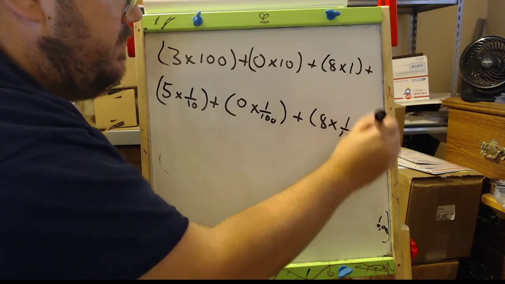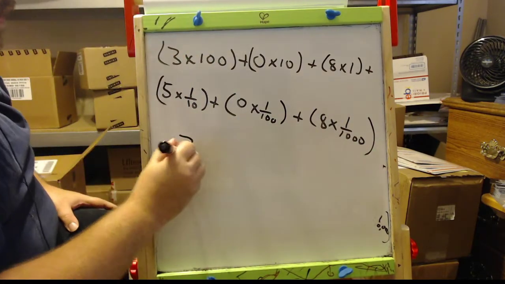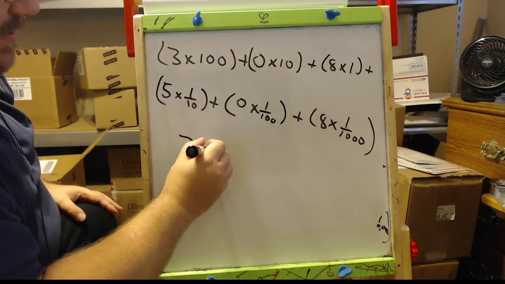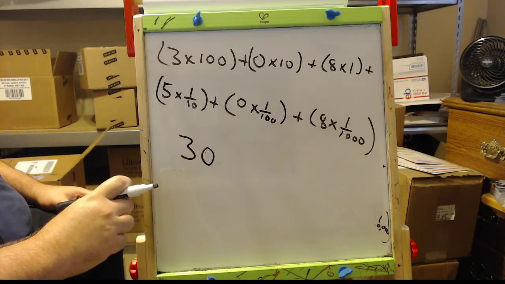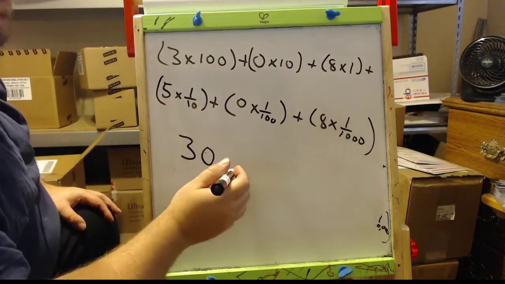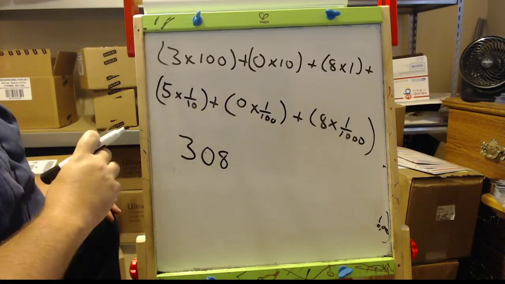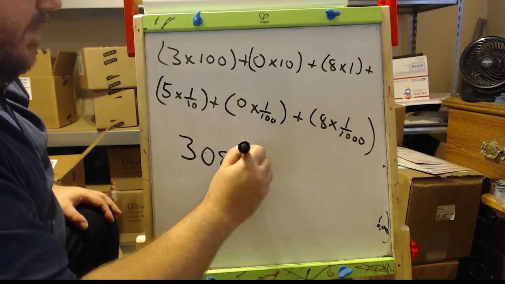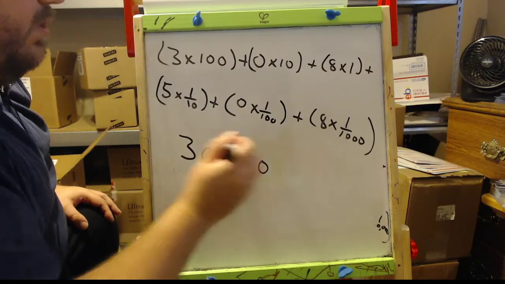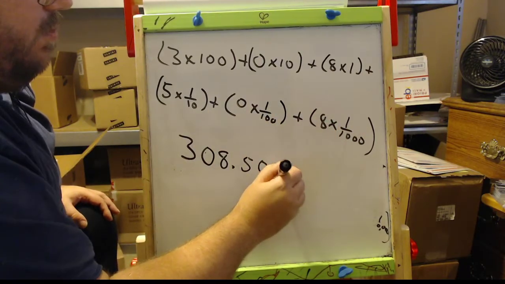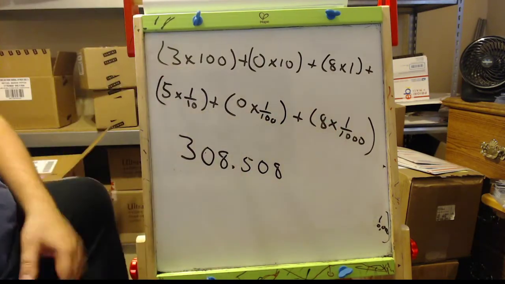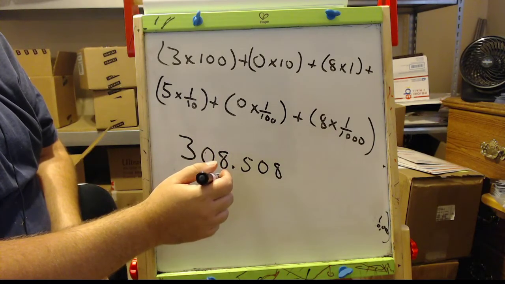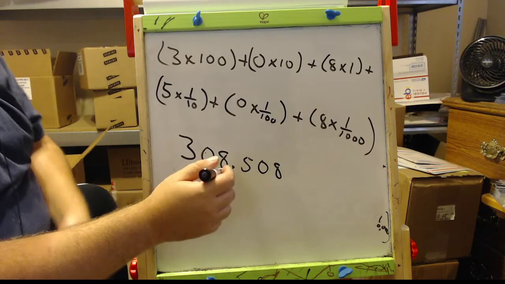And they want me to write the number out. Well, 3 times 100, so we're going to talk about 300. There is no 10 spot, 0 times 10, so that becomes a 0. 8 times 1, 8. 5 times a tenth, 0.5. 0 times 1 over 100, 0. 8 times 1 over 1,000. So what we would say, this is 308.